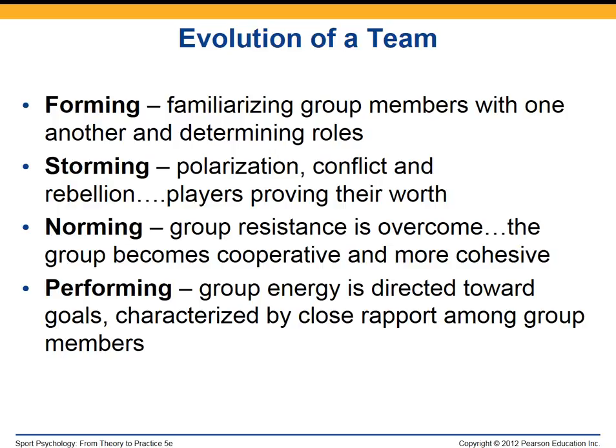Storming is the next evolution where there's some sort of polarization. In other words, there's conflict, there might be rebellion. Players are struggling, sometimes even fighting to prove their worth and to kind of also help set their roles. So this can be kind of a rough time for teams and coaches, but it's an important part of the process so that they can move on to the next stage, which is considered norming.